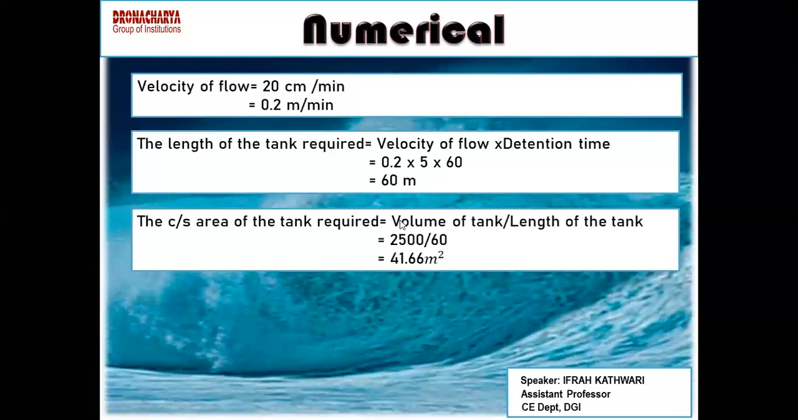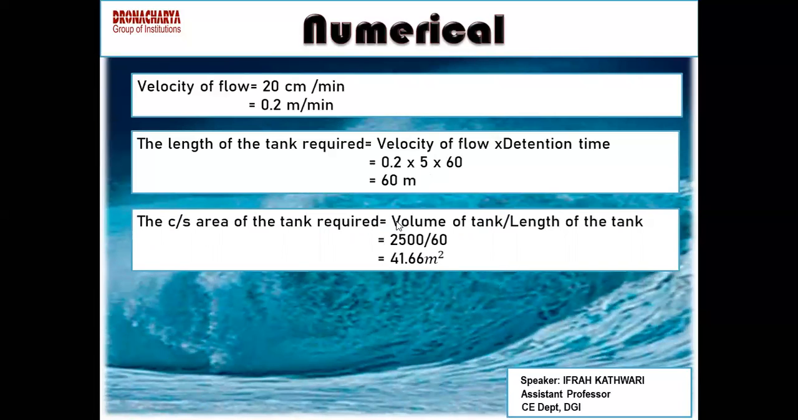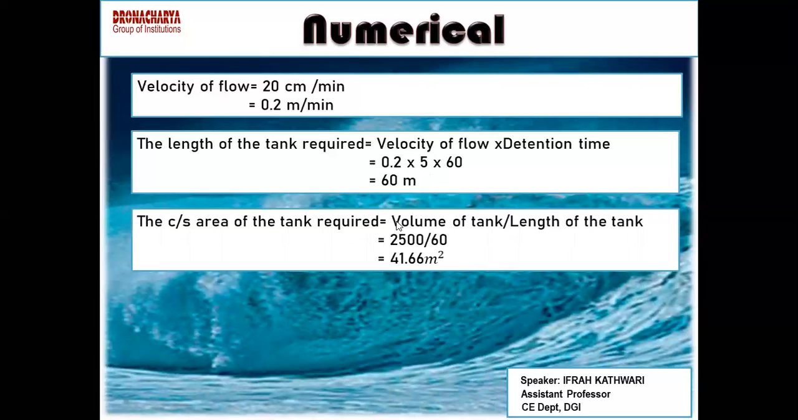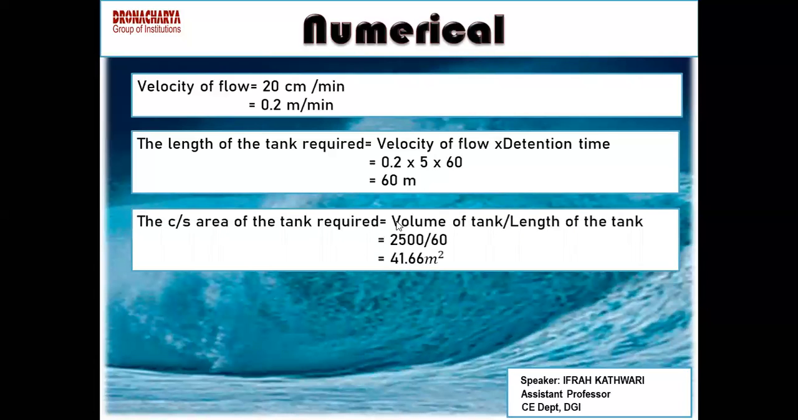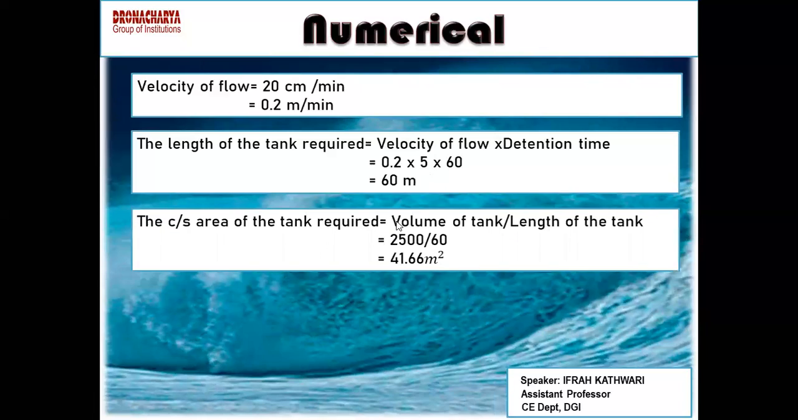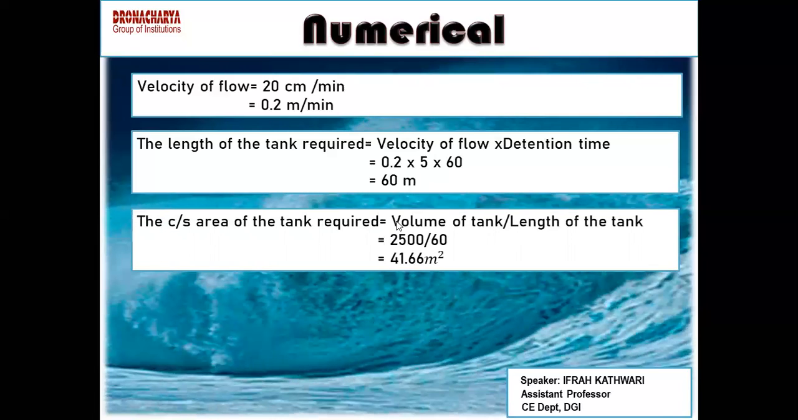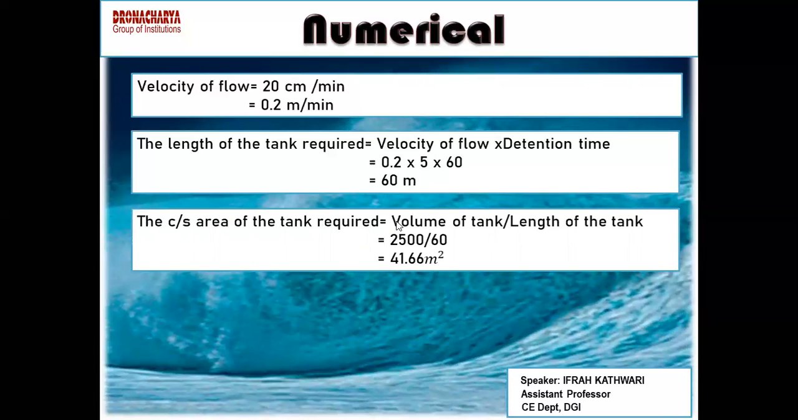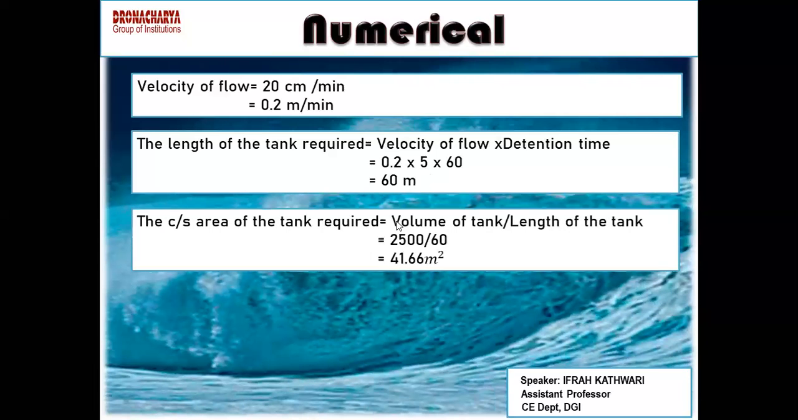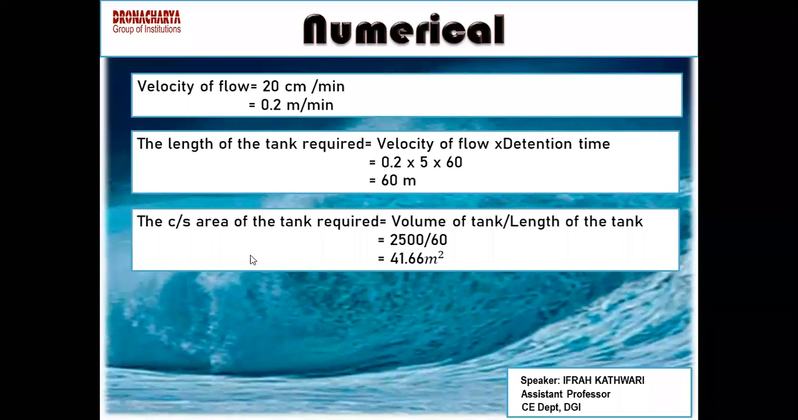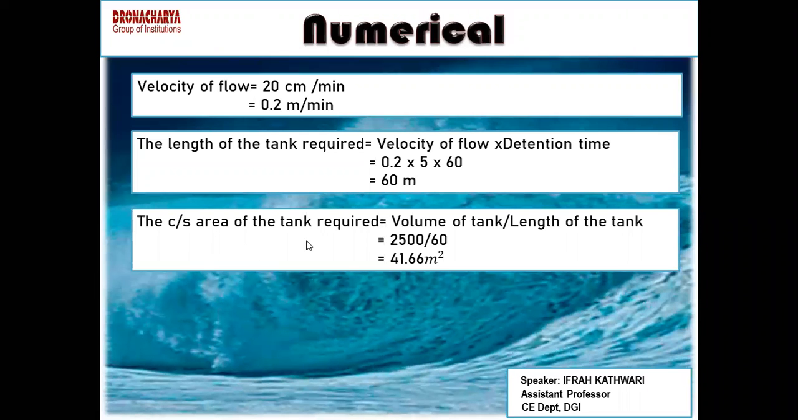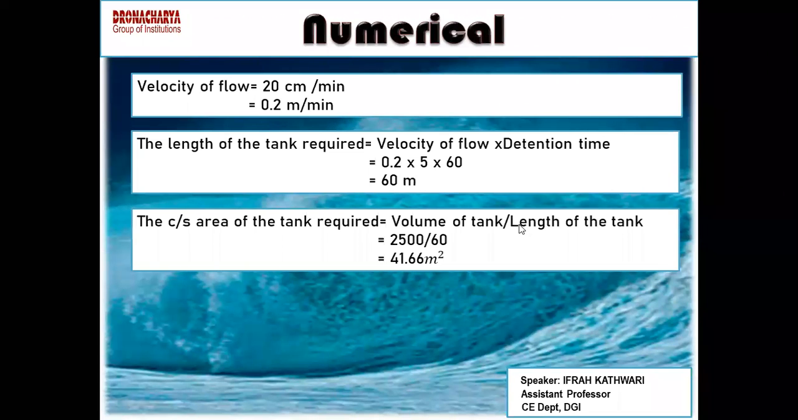After this I have to find out B. For finding out B, you can use the formula volume is equal to L into B into H. You have to find out B, so B is equal to volume upon L into H. Either you can go with this, or we can find out the cross sectional area of the tank, which will be length of tank into volume of tank.